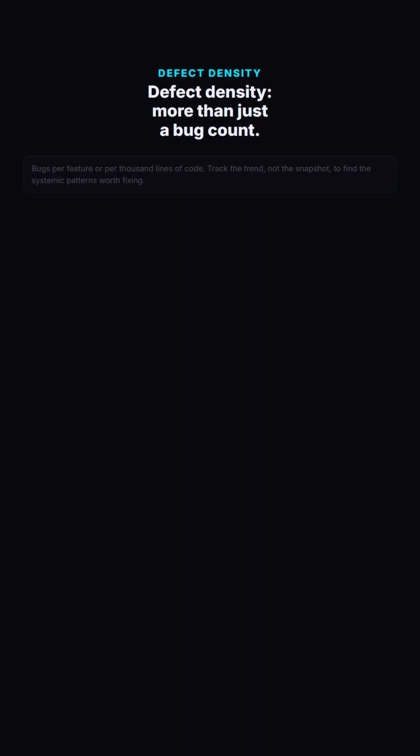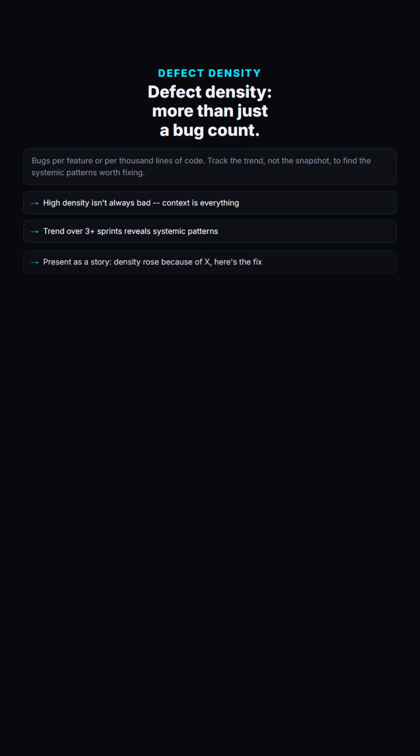The first metric, and the one most teams are already tracking but often misusing, is defect density. Defect density measures the number of bugs found per unit of work. The unit you use can vary. It might be per feature, per story point, per sprint, per 1,000 lines of code, or per module of the application. The specific unit matters less than using it consistently over time so that you can see trends.